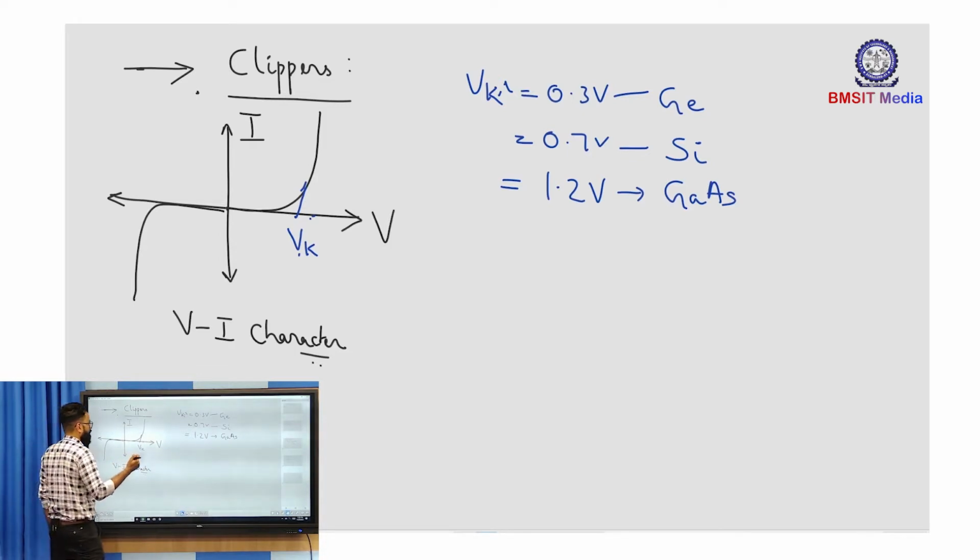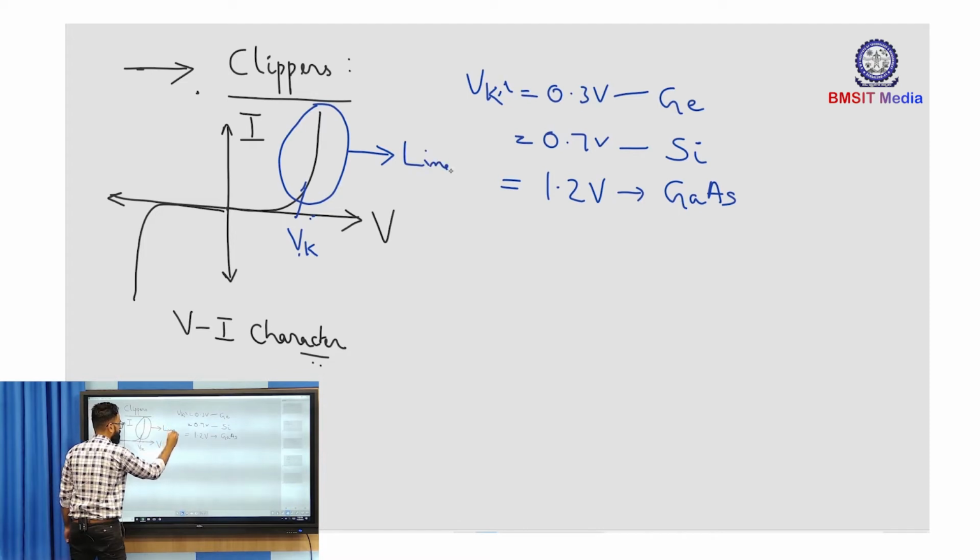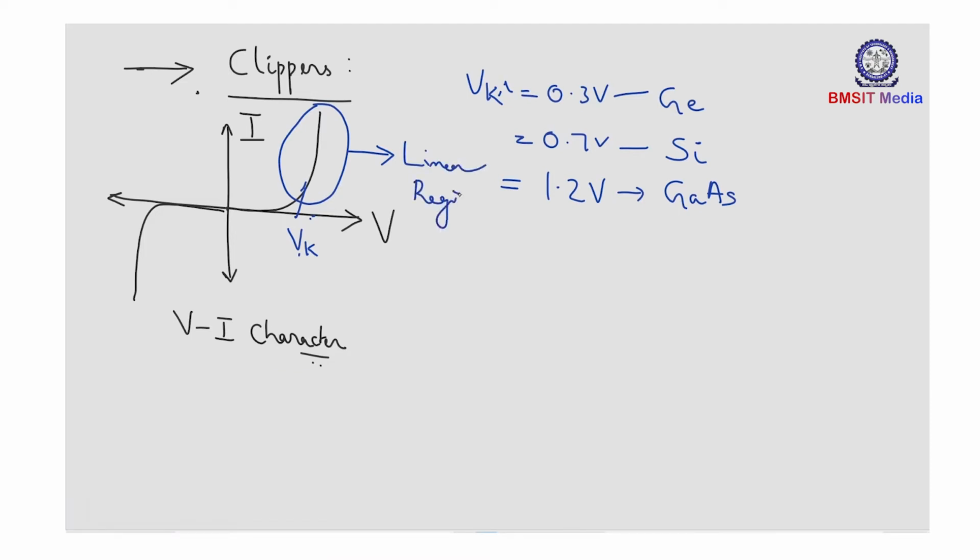So we will be considering this particular region for obtaining the linear model of the diode. This region, we can call the linear region. You can also call it the ohmic region.